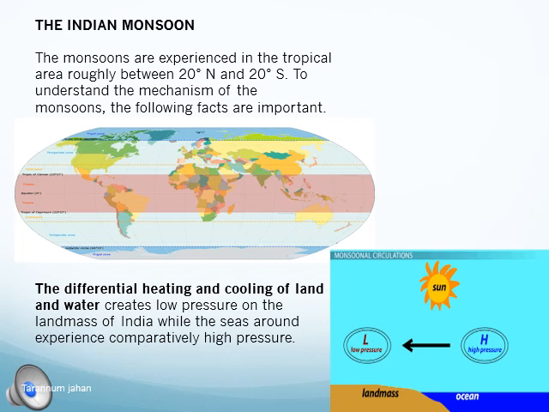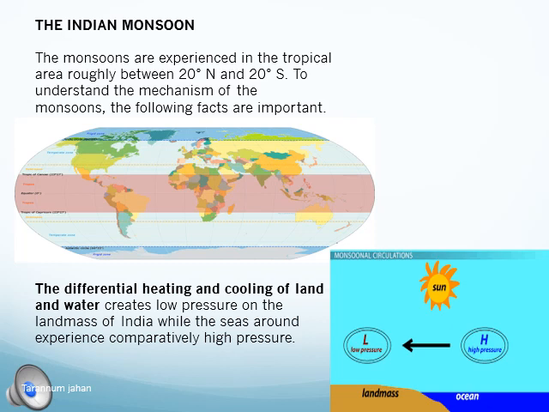Now as I said, there is a lot of variation in the cooling and heating of land and water. Land gets cooled very fast and heated up very fast, whereas water takes time to cool and takes time to get hot. So because of this variation, on the land, which cools down and gets hot very fast, we have a low pressure, whereas on the oceanic side we have a high pressure.